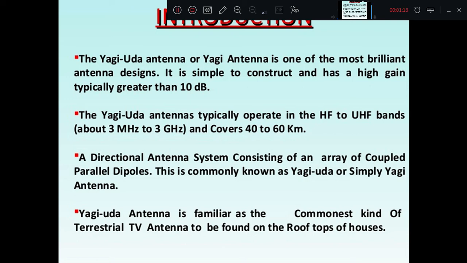A directional antenna system consisting of an array of coupled parallel dipoles. So it consists of parallel dipole antennas which are connected in parallel, and this is commonly known as Yagi-Uda or simply Yagi antenna. The Yagi-Uda antenna is familiarly the most common kind of terrestrial TV antenna to be found on the rooftops of houses a few decades ago.